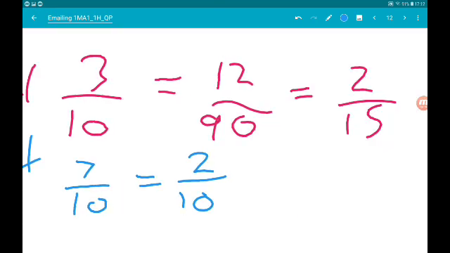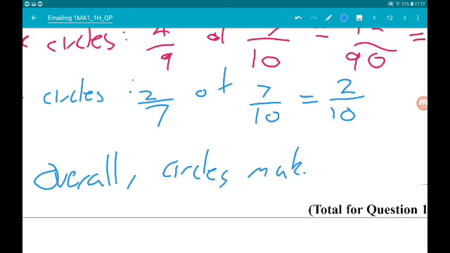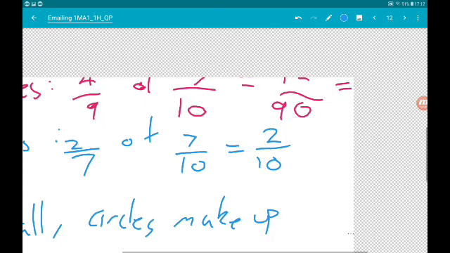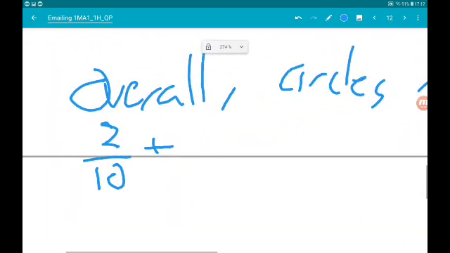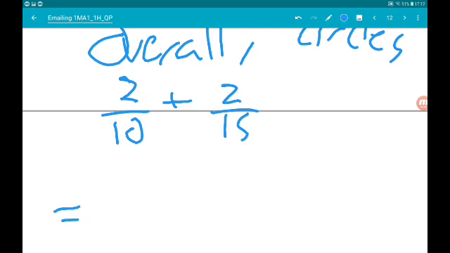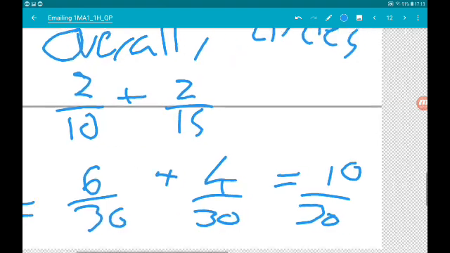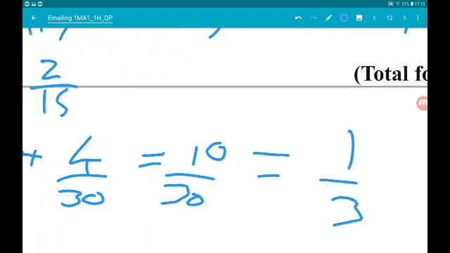So overall, circles make up 2/10 and 2/15. Now if we go for common denominators, the lowest one is 30, so 2/10 is 6/30. 2/15 is 4/30. That gives us 10/30, which finally is 1/3. Cool.